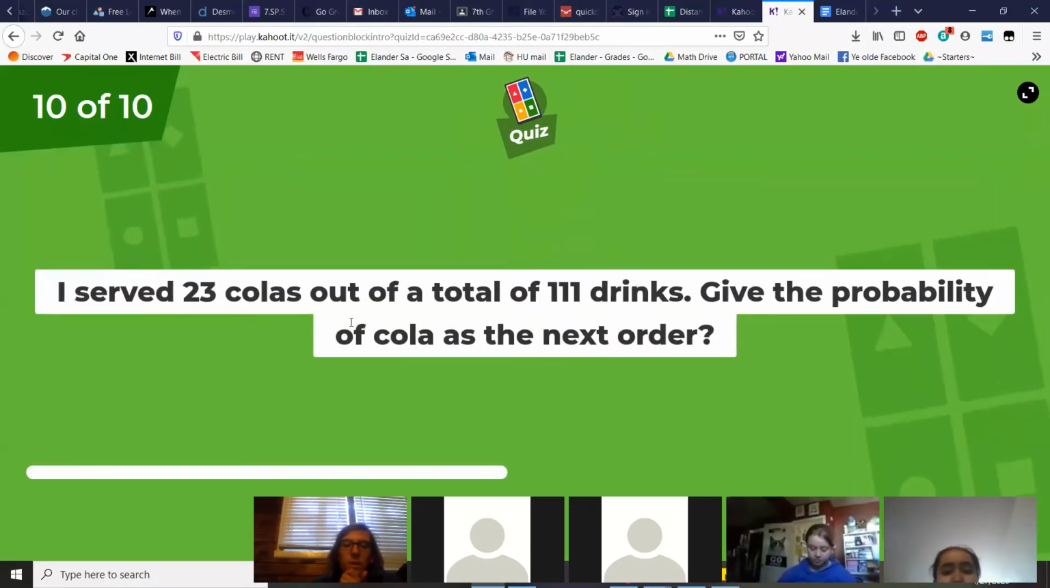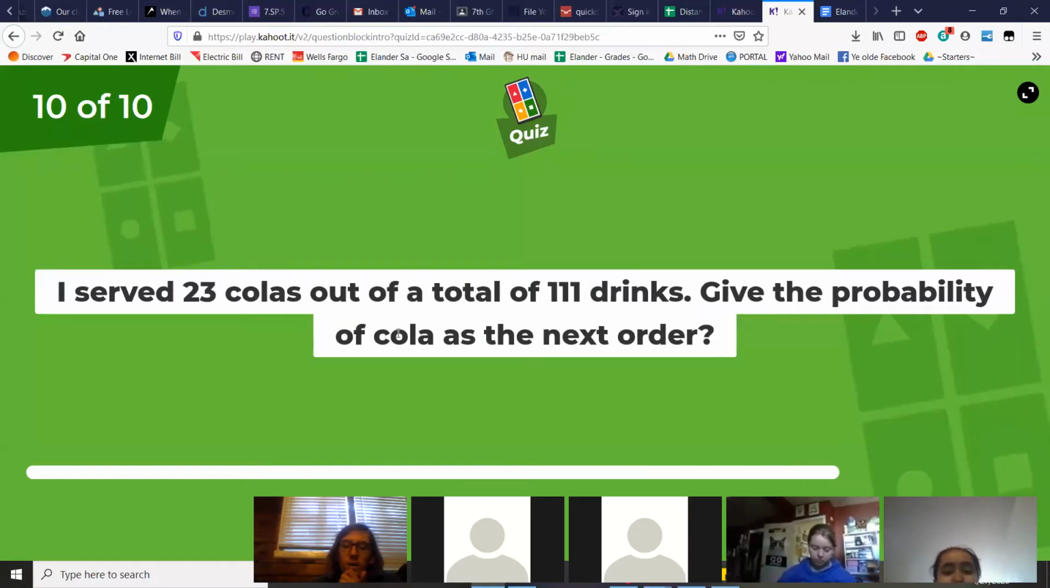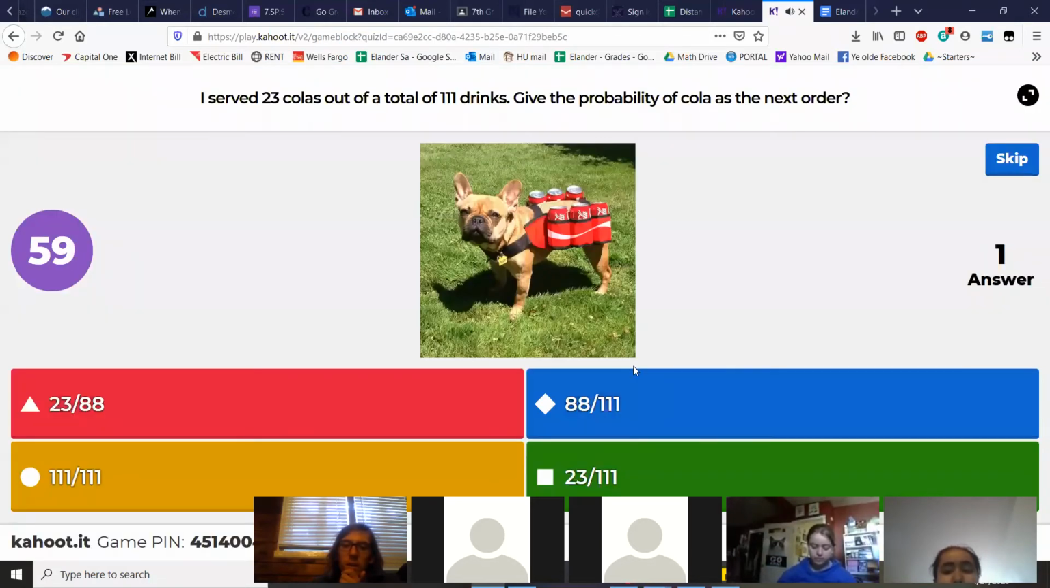I served 23 colas out of a total of 111 drinks. Give the probability of cola as the next order. Okay, so this dog is selling us some Coca-Cola. Sold 23 out of a total of 111 drinks. Maybe there's some lemonades and stuff. Give the probability of the next order being a cola order.